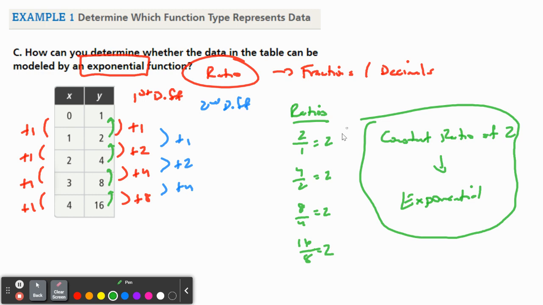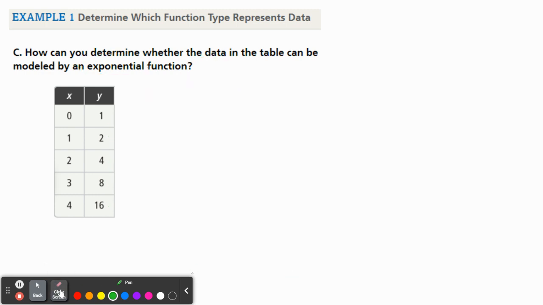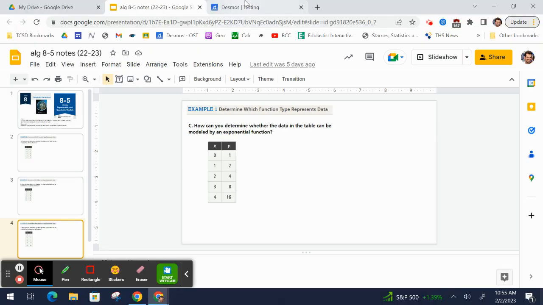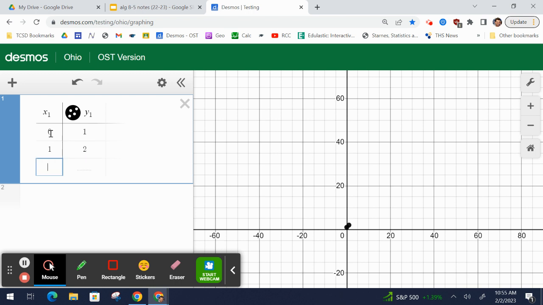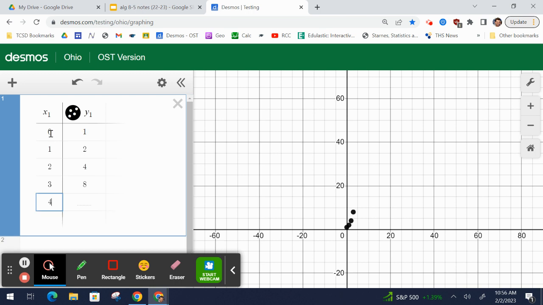Now let's go ahead and graph this table real fast on Desmos. So again, I'll add my table here. Again, when the OST comes around, doing things in Desmos is going to be really helpful. So you have a table of values, you can always plug it in, right? So let me go back to home.